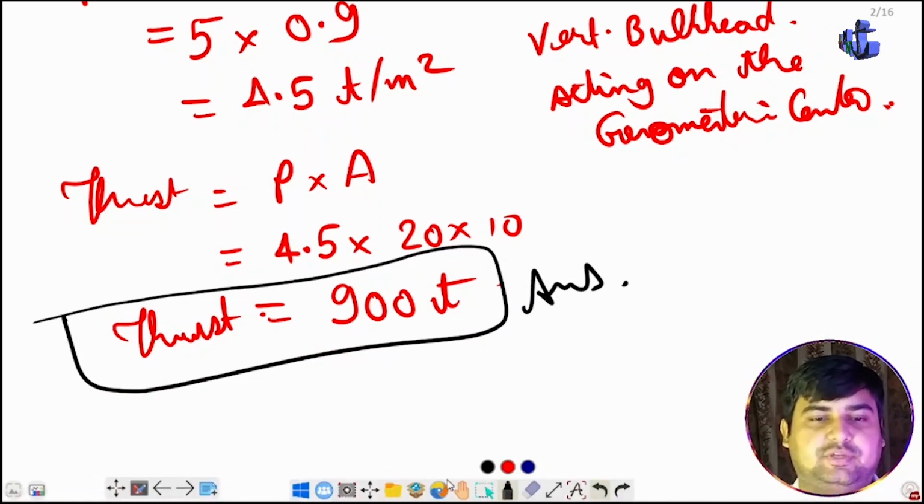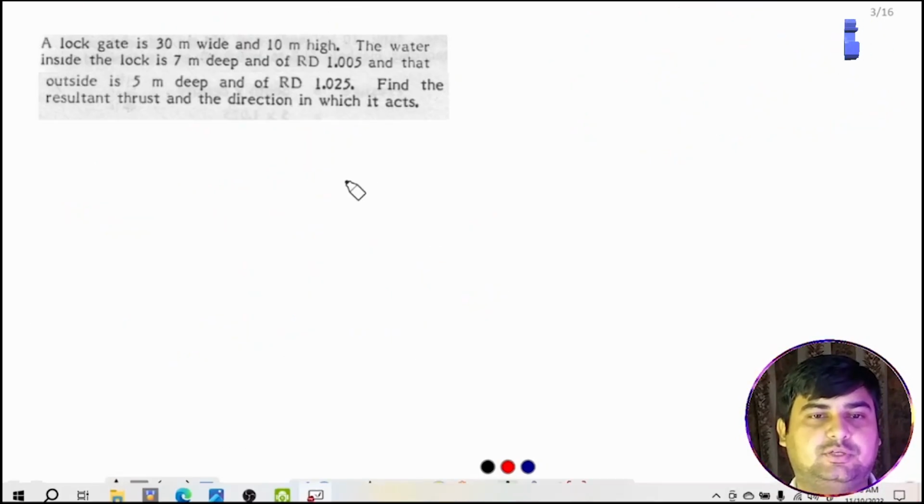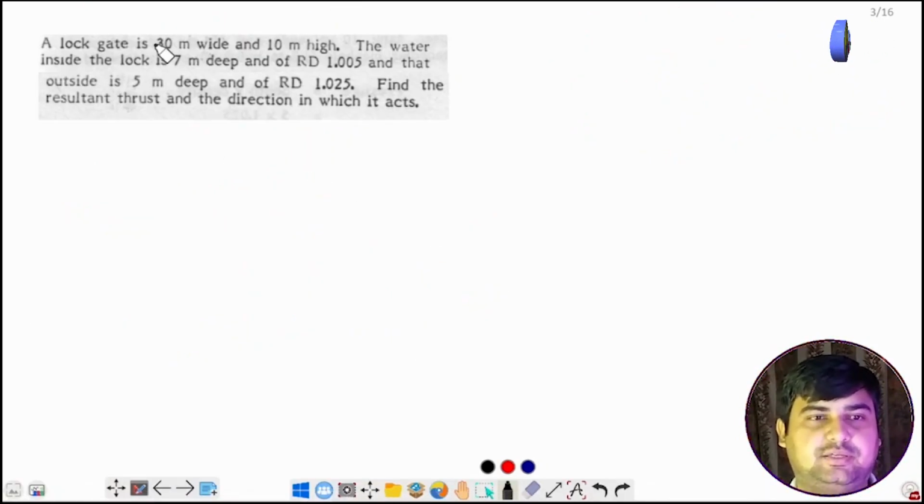We will move forward to the next question now. The next question is, a lock gate is 30 meters wide and 10 meters high. The water inside the lock is 7 meters deep and of RD 1.005, and that outside is 5 meter deep and of RD 1.025. Find the resultant thrust and the direction in which it acts.